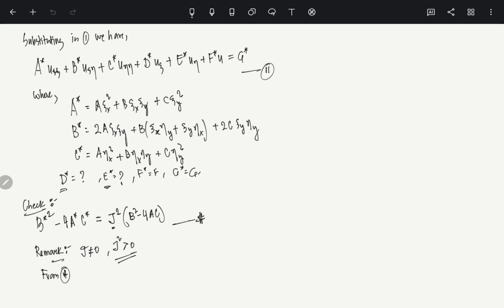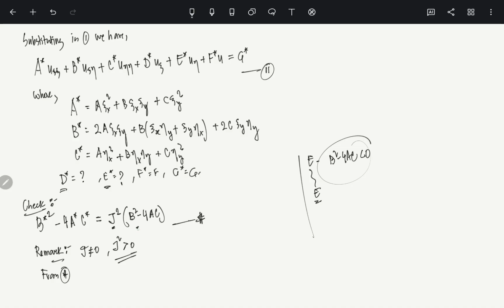So if it is an elliptic equation, b square minus 4ac initially is going to be negative, right? If this is negative and j square is positive, then positive times negative becomes negative. So b star square minus 4 a star c star is also going to be negative. So elliptic equation remains elliptic. You understand? Now if it is parabolic, b square minus 4ac is 0, so basically b star square minus 4 a star c star is also going to be 0. So it remains parabolic. And if it is hyperbolic, b square minus 4ac is positive.